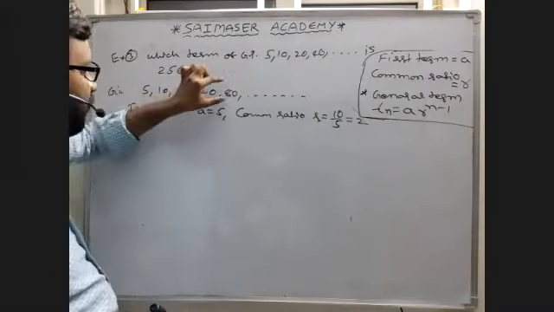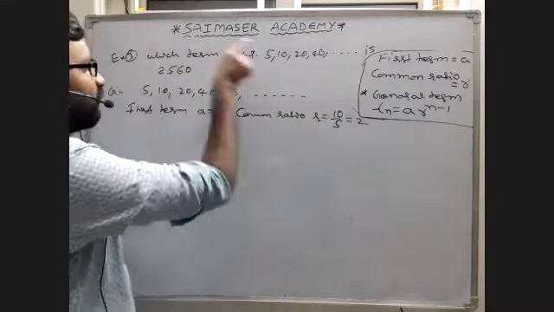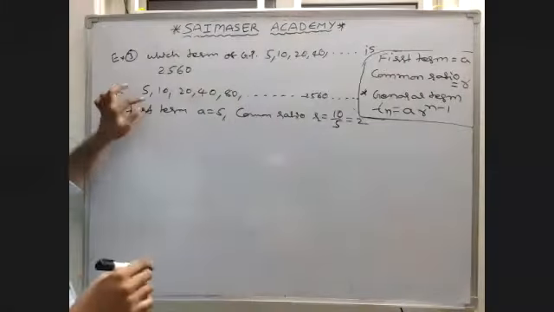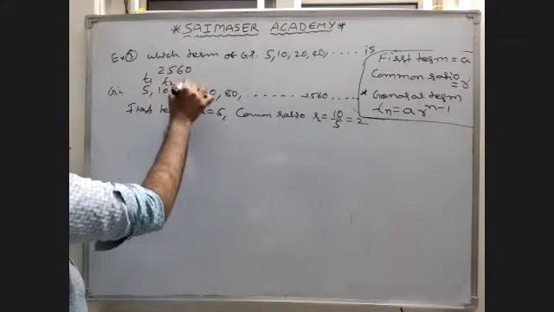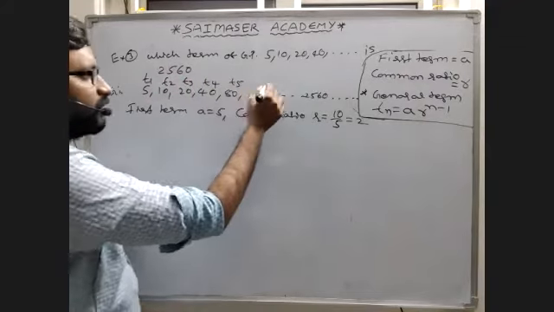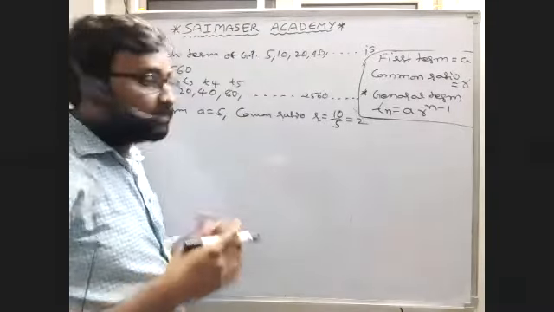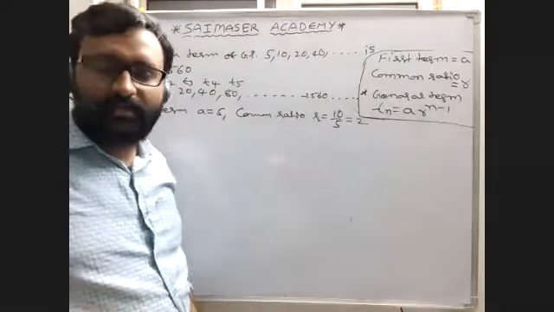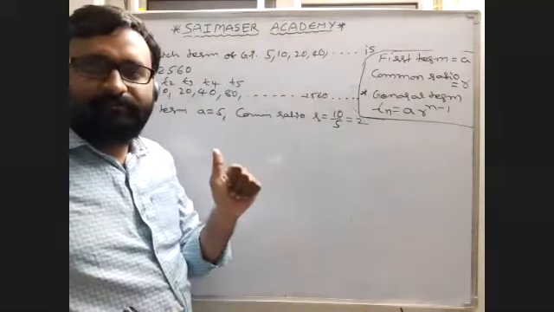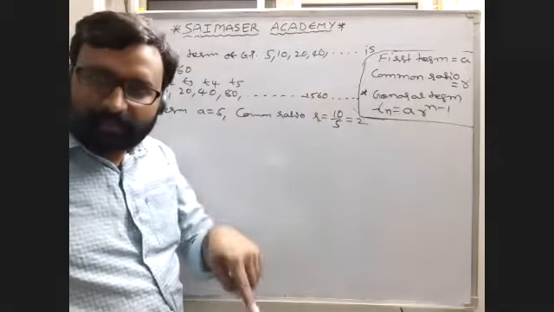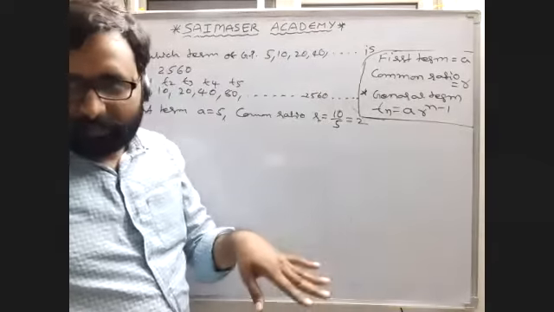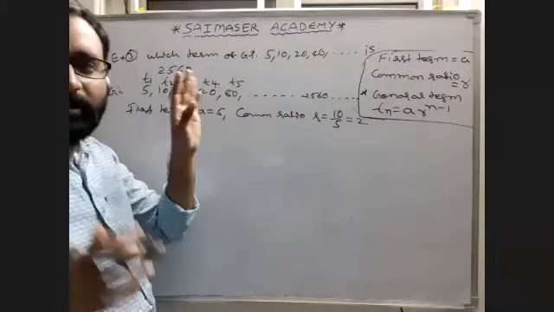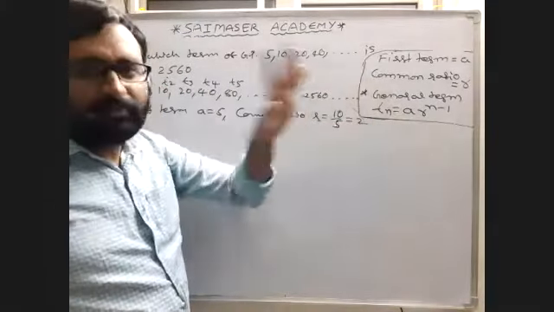And it is asking what? 5, 10, 20, 40, 80, like this. If you write all the terms, somewhere you will get 2560. This is the first term, second term, third term, fourth, fifth, sixth, seventh, eighth, ninth, 10th, 11th, like that. This 2560 is which term? We don't know. Is it the 100th term, 50th term, 70th term, 23rd term? We don't know, but he is asking us to find which term this is. For that, we have to use the general term formula.